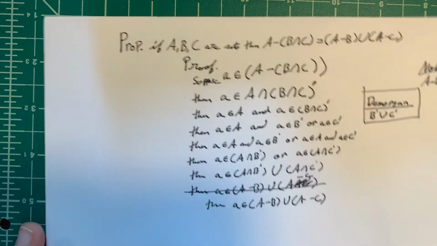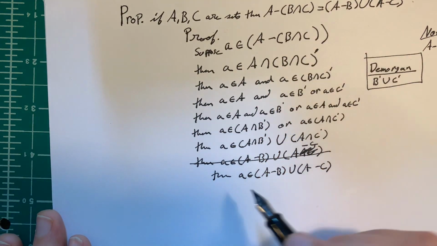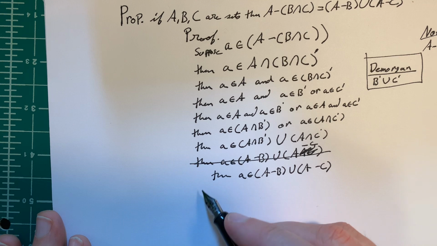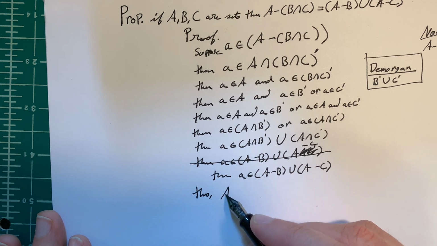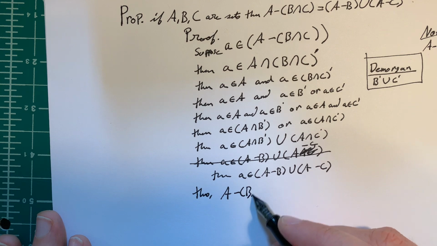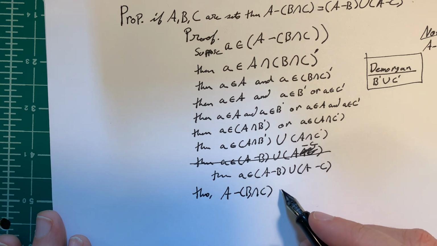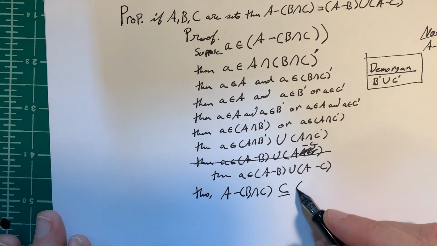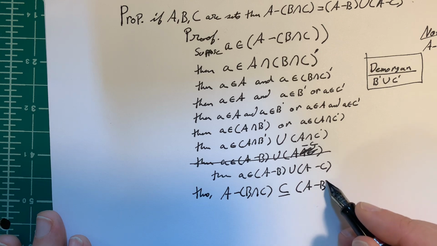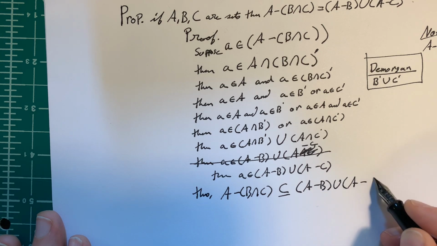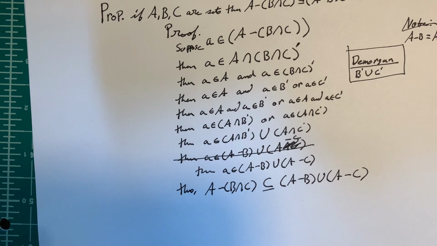Okay, does that mean I'm done? Well, I wish it did. But what I really have shown is thus A minus B intersect C is a subset of A minus B union A minus C. When you're proving things, it's rigorous stuff, okay?